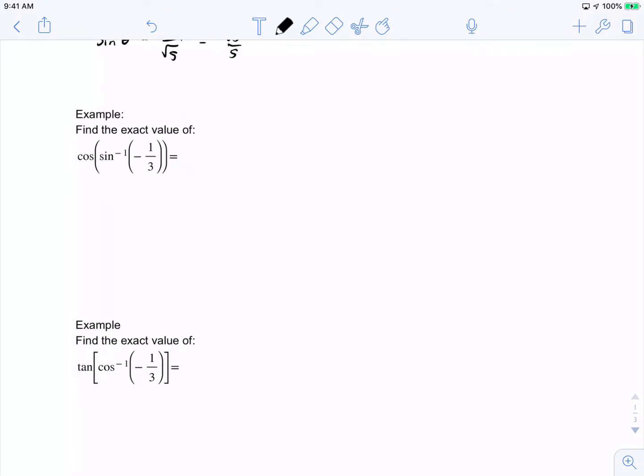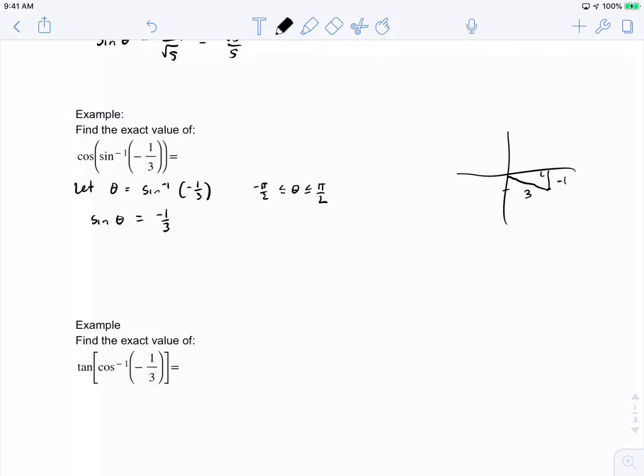Now let me do the next example for you. In the next example, again, we're going to let theta equal sine inverse of negative 1/3. We know there's a restriction there of negative pi over 2 to pi over 2 for theta, so it puts us in the first or fourth quadrant. And then sine theta is equal to negative 1/3. So when we look at the values here, we know y is going to be a negative 1, and our radius is going to be 3.